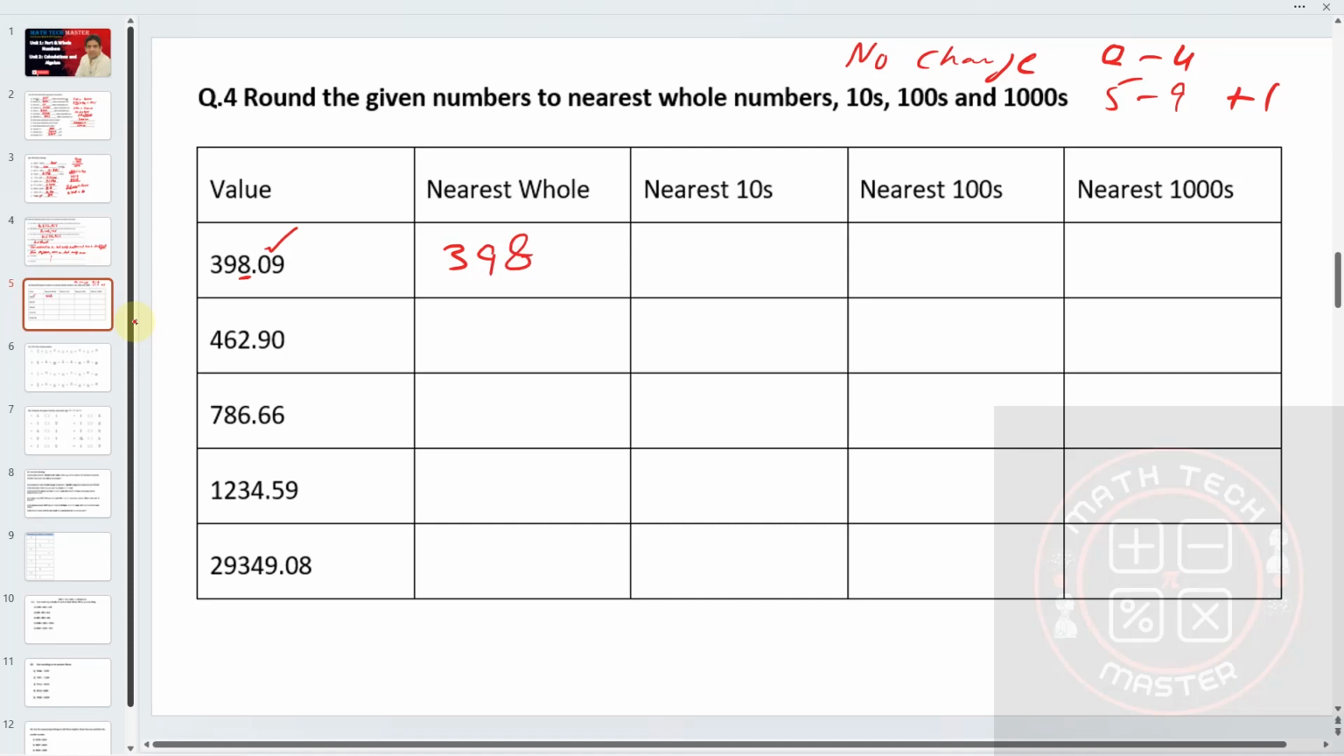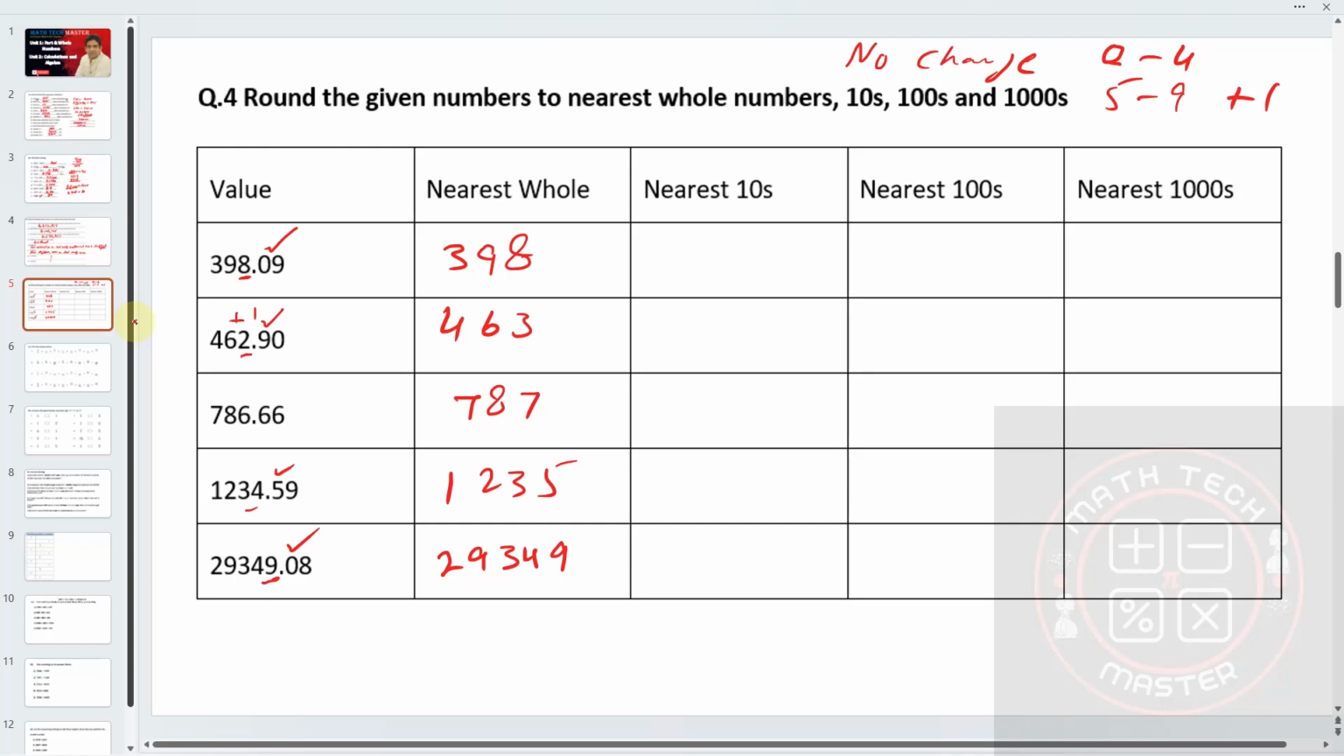The next number, if we underline 2 and check this 9, 9 is obviously more than 5. So it will add 1 to the number. So 463 will be our whole number. Same is the case, it will be 787, 1235, because when we round it, the 5 makes the number add 1. So the next number 29,349, it will remain 49 because after the 9 there is 0.